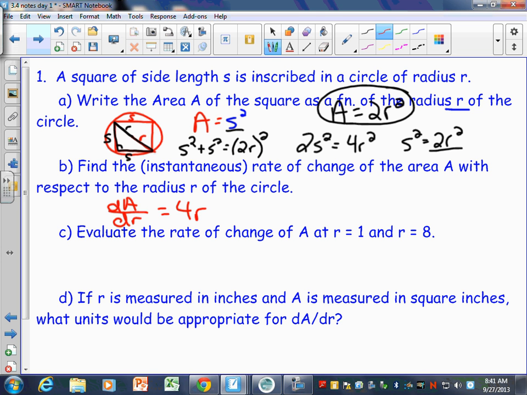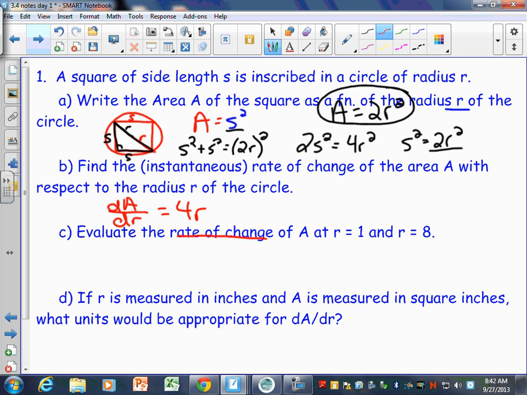Evaluate the rate of change of A at r equals 1 and r equals 8. If I'm going to evaluate the rate of change, where am I going to plug 1 and 8 into? Am I going to plug it into my original function, or am I going to plug it into my derivative? Because rate of change means derivative. Alright, so that's not the worst part of writing the equation. Now it's just plugging it in.